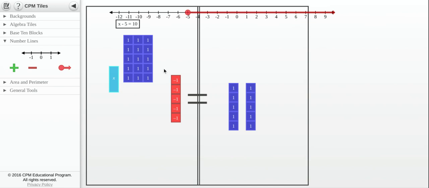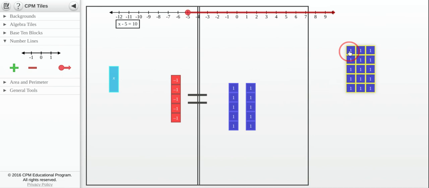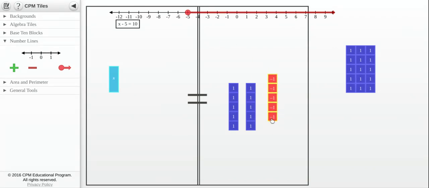Another way is to use inverse operations. So I'm going to put this 15 out to the side for a second. Inverse operations says that whatever is on my side that has the x, I do the opposite of that. So it says to do a minus 5, I'm going to do the opposite. Instead of minus 5, I'm going to do plus 5. And you'll notice that I still get the 15.